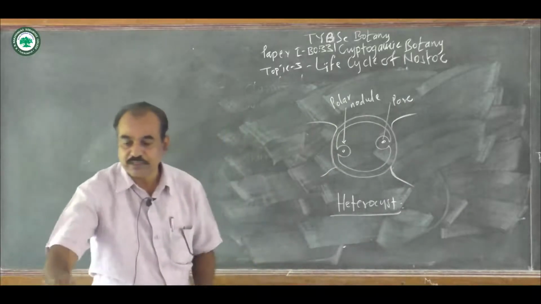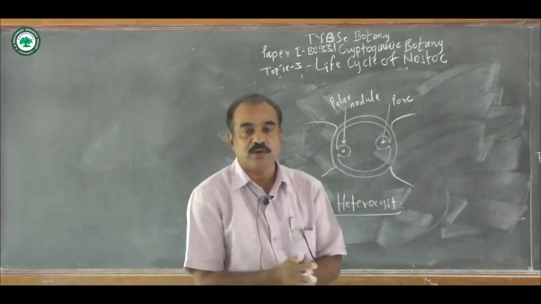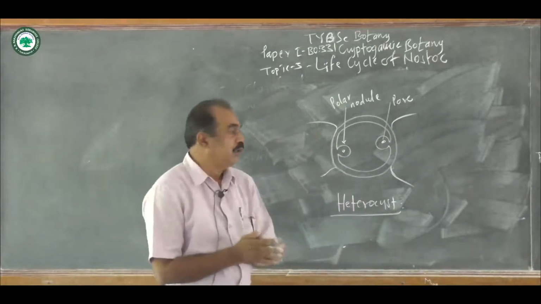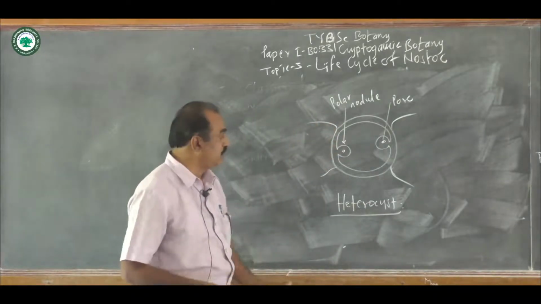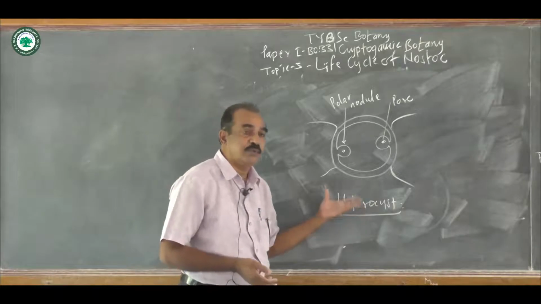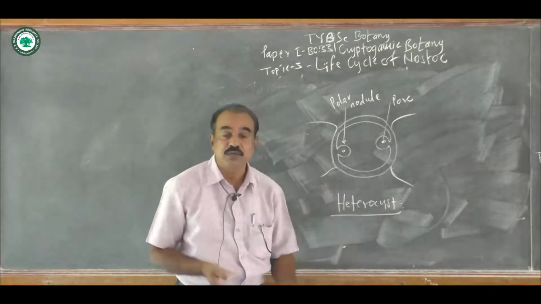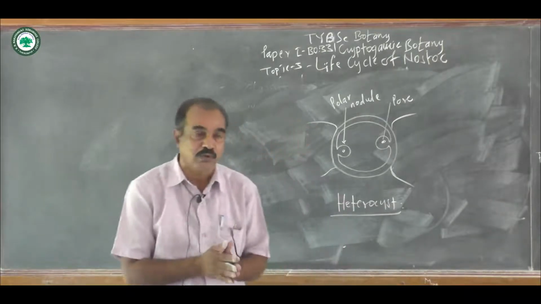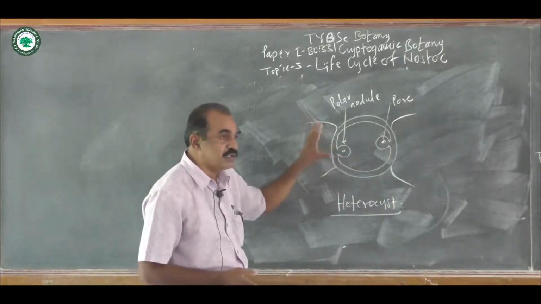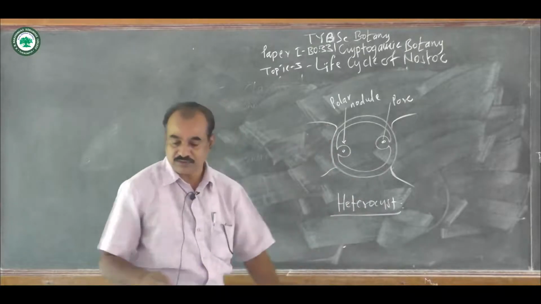Now this is the single heterocyst. It may be intercalary or terminal in position. Now it has a polar nodule, and in the polar nodule there is a pore. These heterocysts are important for the process of vegetative reproduction, and they also fix atmospheric nitrogen, so they are economically important also. And this heterocyst cell also gets covered by a mucilaginous sheath.